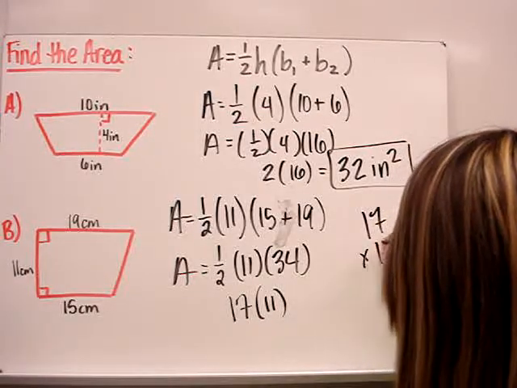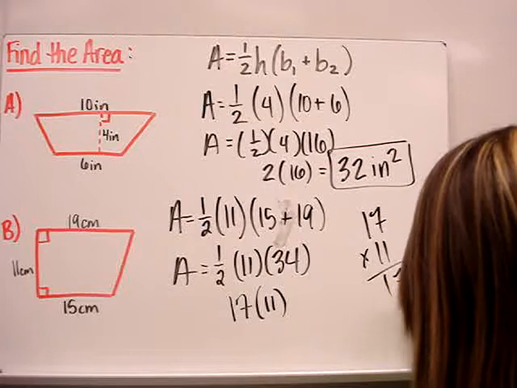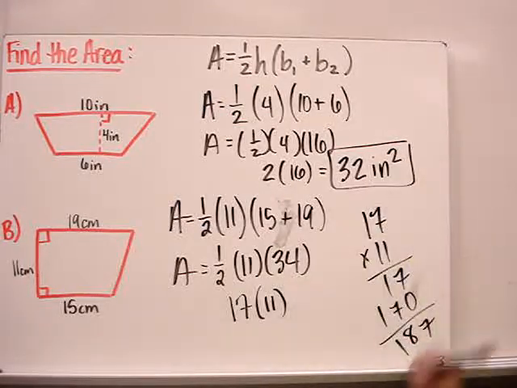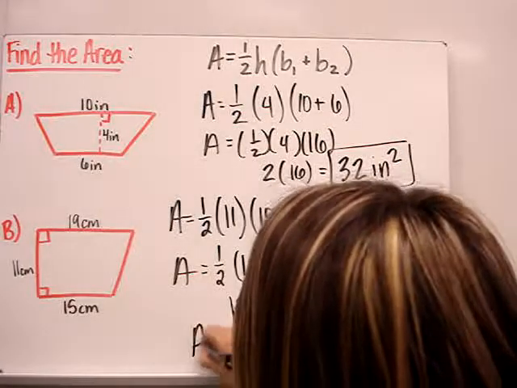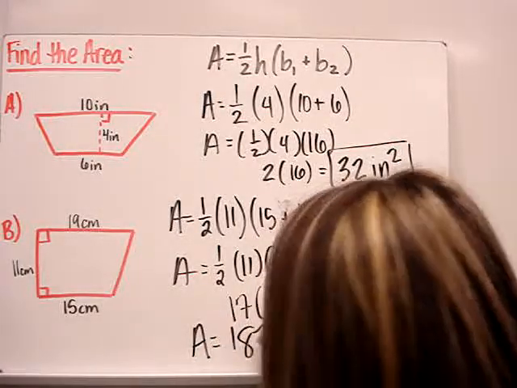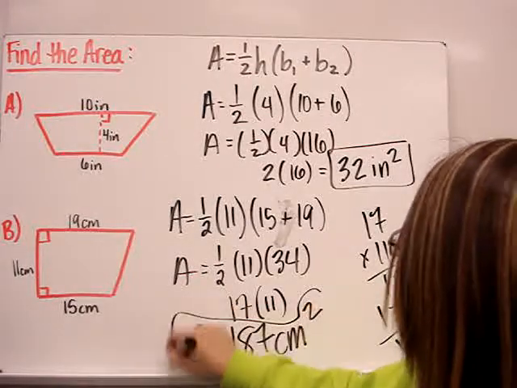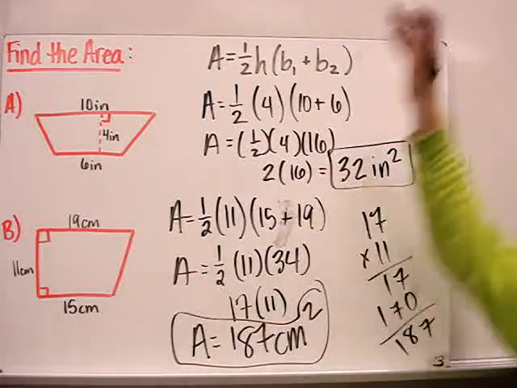17 times 11 is 187. Looks good to me, right? The area of this trapezoid is 187 centimeters squared. There it is. Easy as pie.